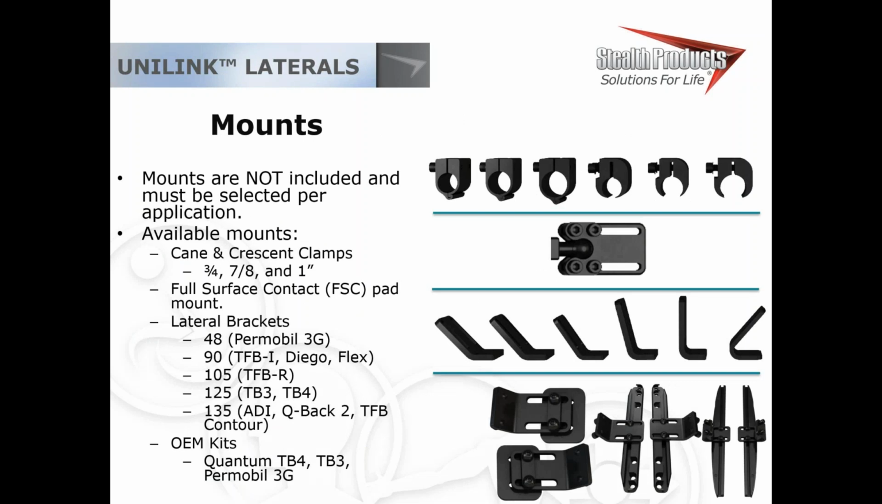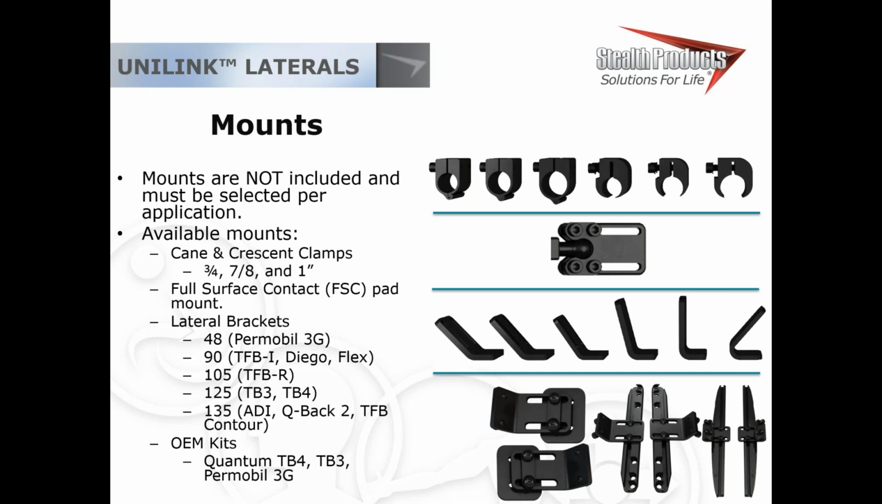Mounts, again, are not included. You have to select them per your application. But again, same as the thigh supports, if you choose one that's under $55, it's going to be comped in at a zero charge. We're going to have cane mounts and crescent mounts here. So canes wrap all the way around your cane poles. Crescents have a little bit of an opening. So we're going to have these in 3/4, 7/8, and 1 inch.